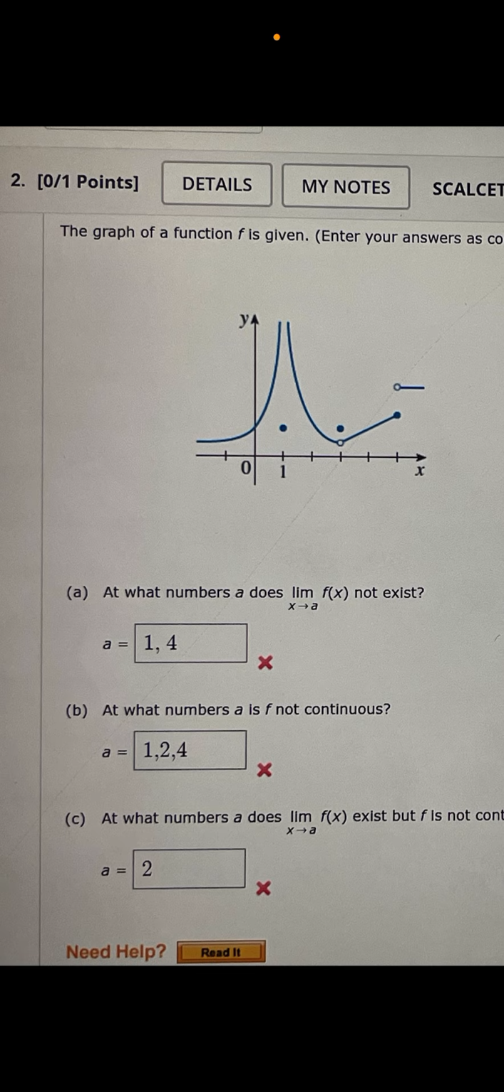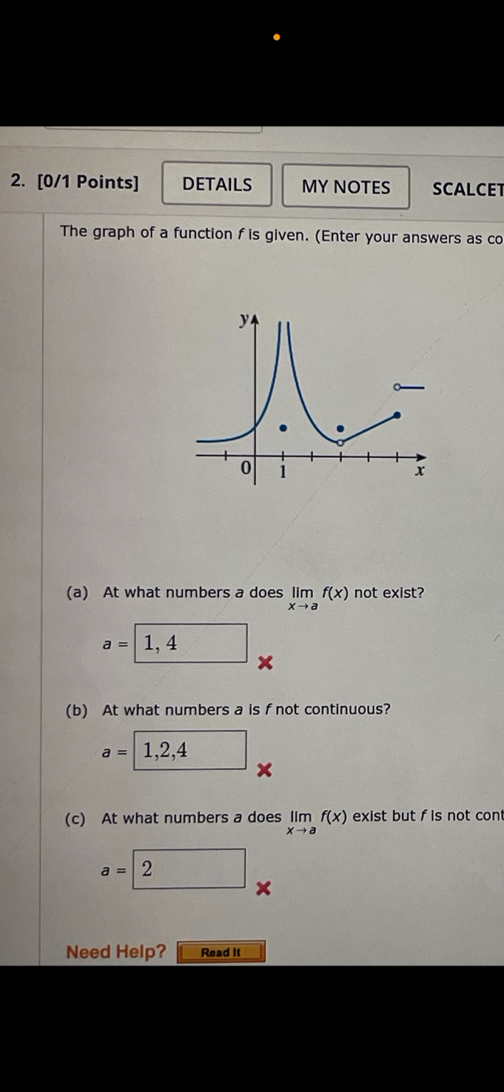Now, if we look at when x is 4, 1, 2, 3, 4, the 4 is on the dashed line. I think you meant to put 5, right? Because when x is 5, on the left, the y value is approaching one number, but on the right, the y value is approaching a different number. So maybe for part A, I would change it to 1 and 5, or 1 comma 5.